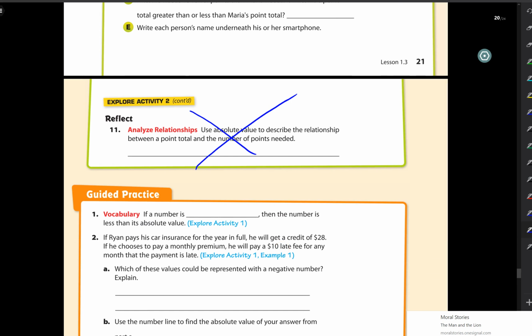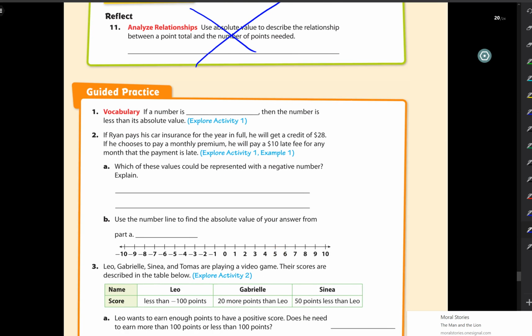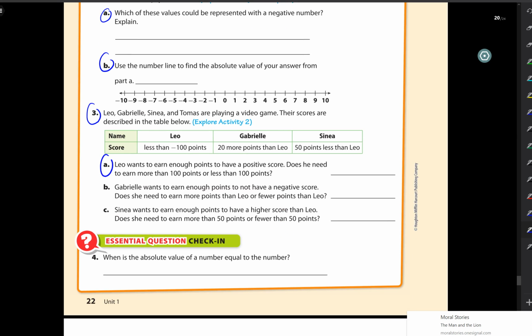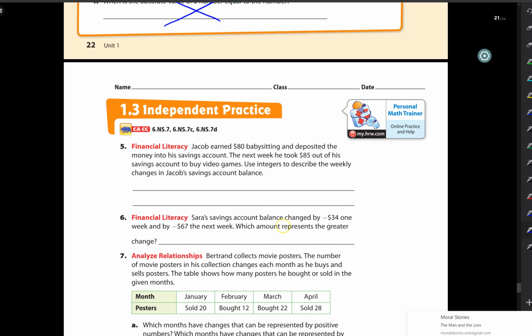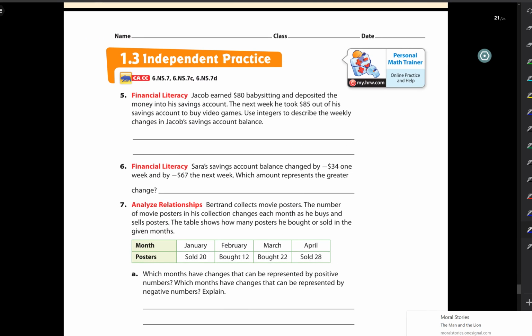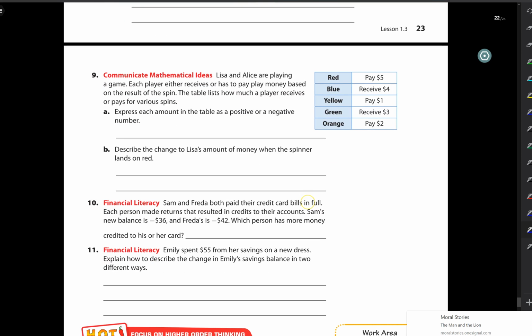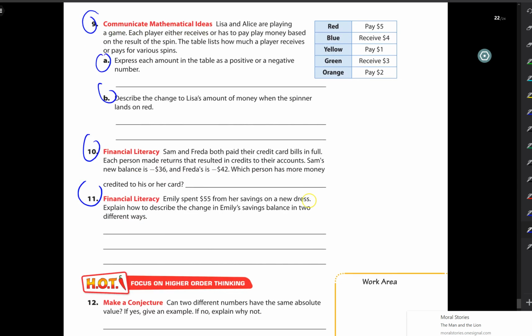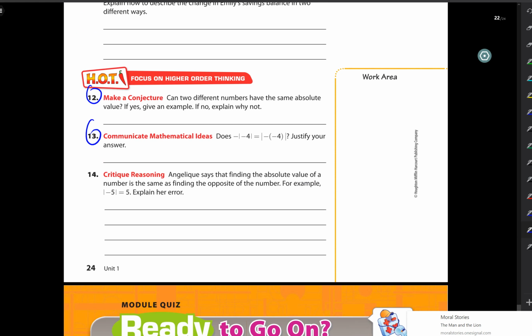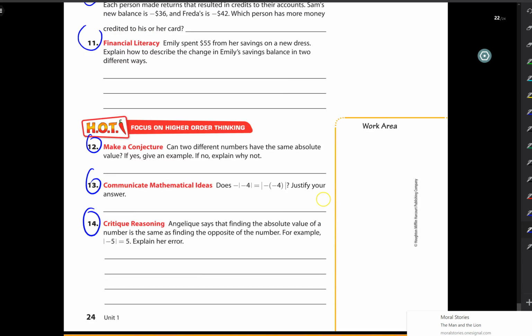You don't need to do this part here. Guided practice, I want you to do number 1. I want you to do number 2, A and B. I want you to do number 3, A, B, and C. Okay, you can cross off number 4. And then when we get to the independent practice, I want you to do number 5, 6, 7, 7A and B, obviously, 8. And I want you to do 9, A, B, 10, 11. And let's continue with 12, 13, and 14. And then we're going to be done. This will be our lesson.